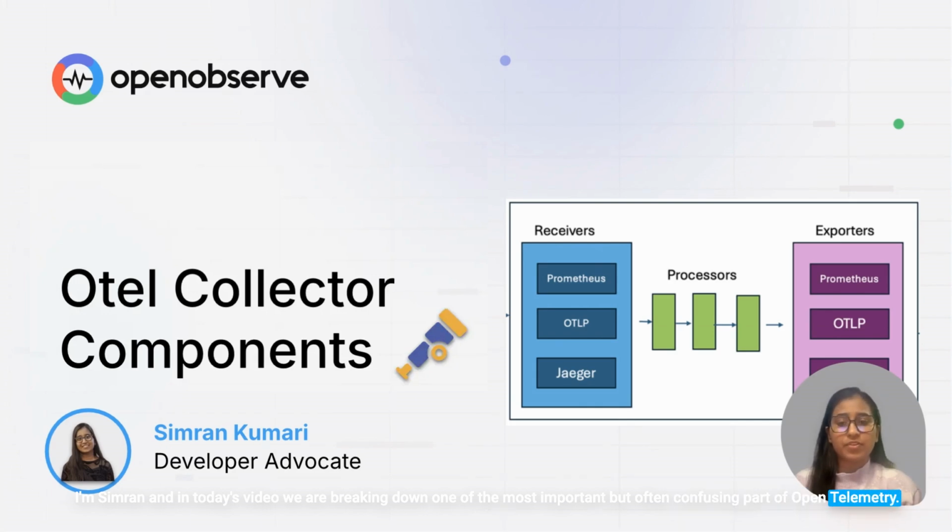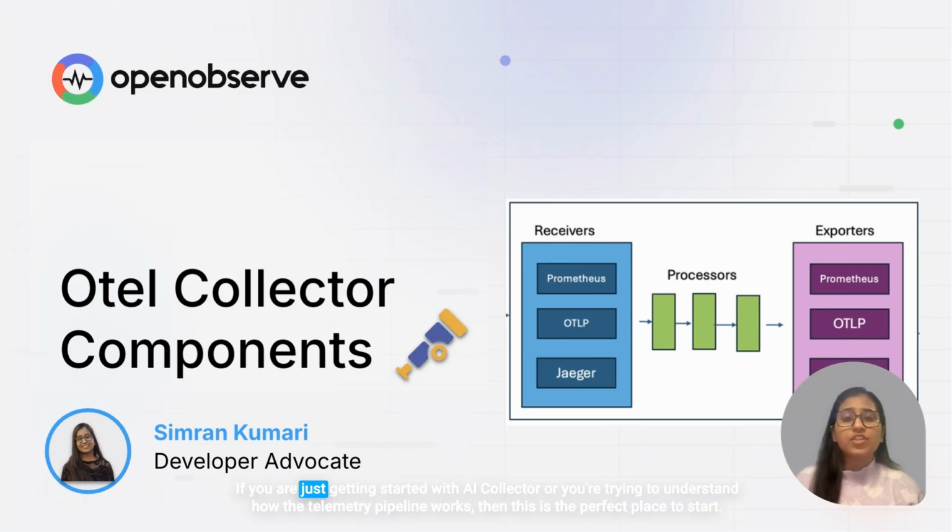Today we are breaking down one of the most important but often confusing parts of OpenTelemetry: the components of the Otel Collector, receivers, processors, and exporters. If you are just getting started with the Otel Collector, or you're trying to understand how the telemetry pipeline works, then this is the perfect place to start.